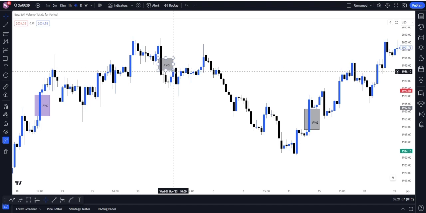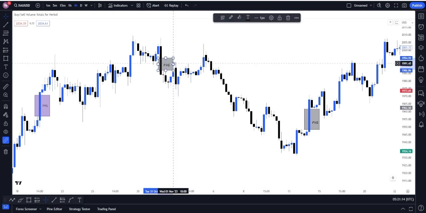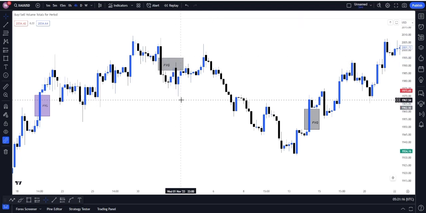Okay, now the next thing we want to look at is how do we trade fair value gaps, right? Very simple. When you have your fair value gaps, you have to understand what fair value gaps do.